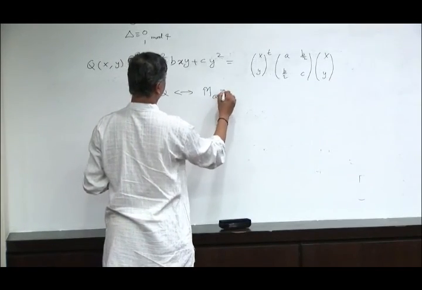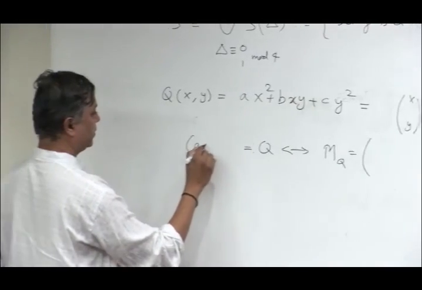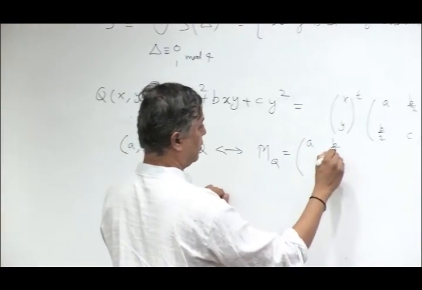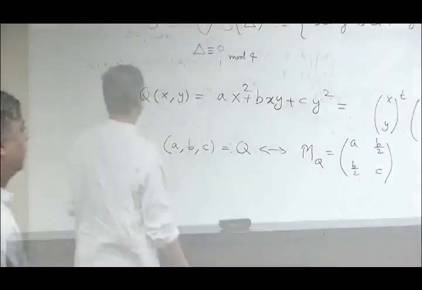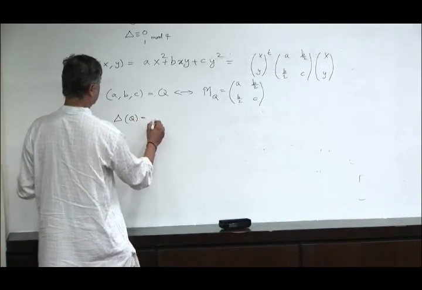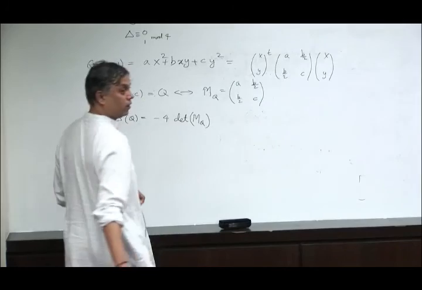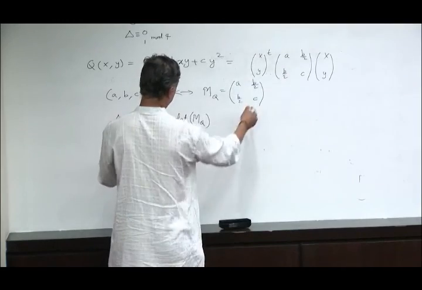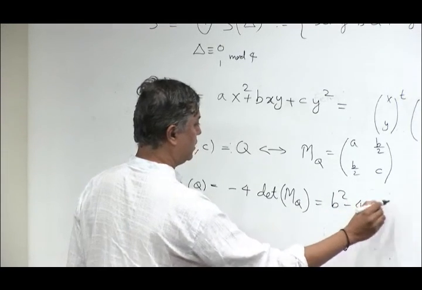So Q always gets associated to M_Q, and this is the matrix. I am creating a notation here: I denote this quadratic form in this notation, and the corresponding matrix I will denote by M_Q. One consequence of writing it this way is that delta of Q turns out to be minus 4 times the determinant of M_Q. Yeah, this is a very nice thing. The determinant is ac minus b square over 4; the 4 is there to adjust, and the minus is to adjust the sign. So this is the same as b square minus 4ac.